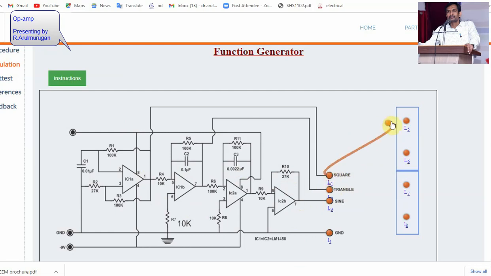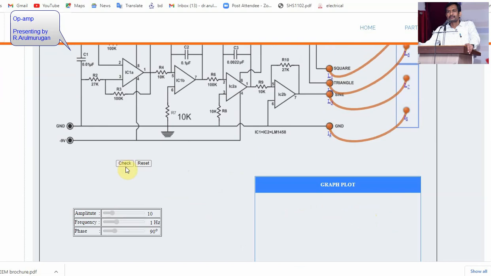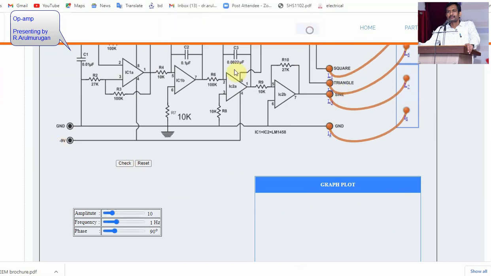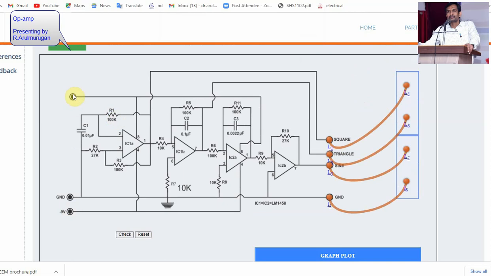Okay, let's see. Square, triangular. This is a CRO, a virtual laboratory CRO. Ground I am going to connect. Then check the connections. See here 9 volts is applied. The power supply plus voltage and minus voltage is applied to it.